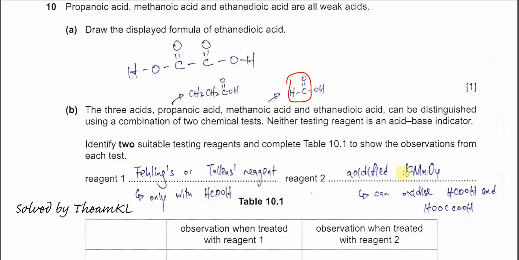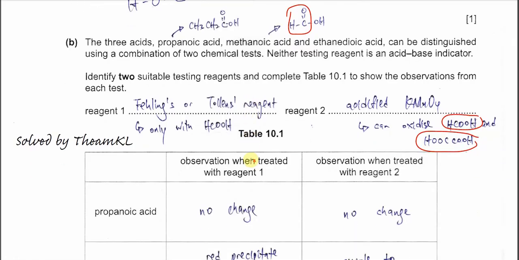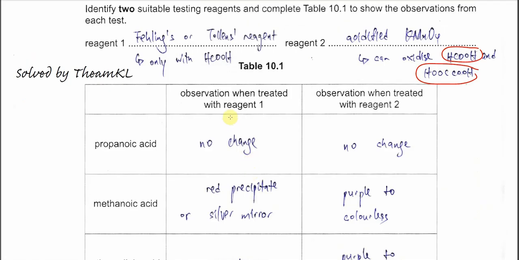And the acidified KMnO4 can oxidize the ethane dioic acid and of course the methanoic acid. Both can. Propanoic acid cannot be oxidized by the KMnO4. So those are the ideas you must have before you suggest a reagent and give the observation. For propanoic acid, if we use Fehling's or Tollens' as the first reagent, obviously there is no change, it will not react. And for the KMnO4, it will not oxidize propanoic acid either, so there will be no change for both reagents.